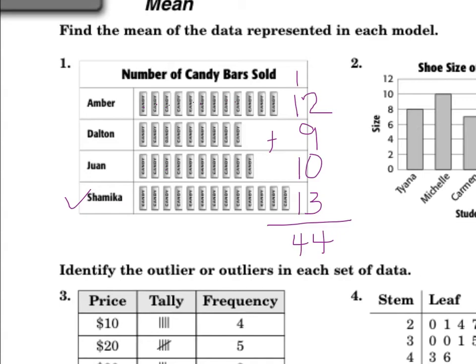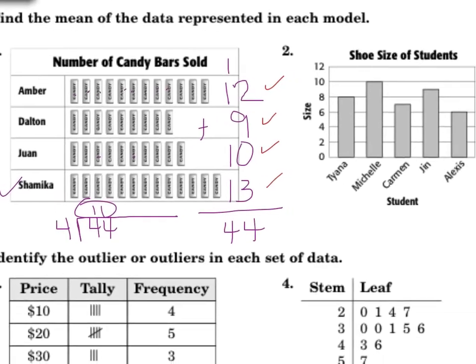Okay, that's how many were sold all together, but that's not what it's asking for. It wants the average or the mean. So we're going to take all those candy bars and divide them up into groups of 4. Okay, and 44 divided by 4 is 11. So each student sold, you could say, about 11 candy bars. And when you look at your numbers over here, each one of those is pretty close to 11.